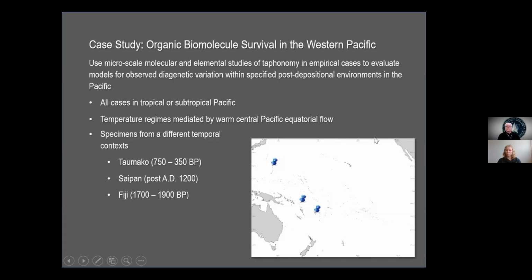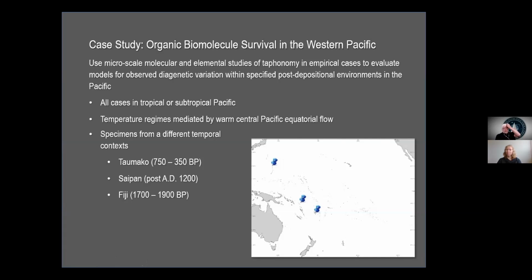Second case study is organic biomolecule survival in the Western Pacific. This is one of the places that I work more than just about any place else. And when we look at the Pacific, we realize that the Pacific is marked by being mostly in tropics and subtropics. It's in the ocean, so it's wetter, it's warmer, and we expect the survivorship of all kinds of things not to be as good as they might be in a more northern area.